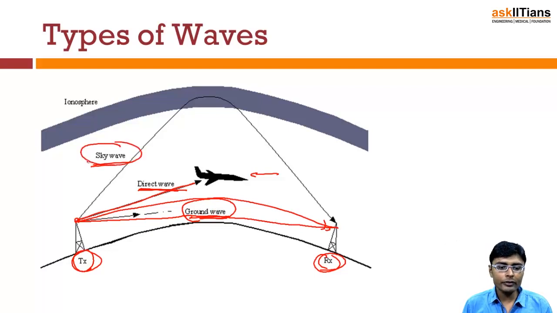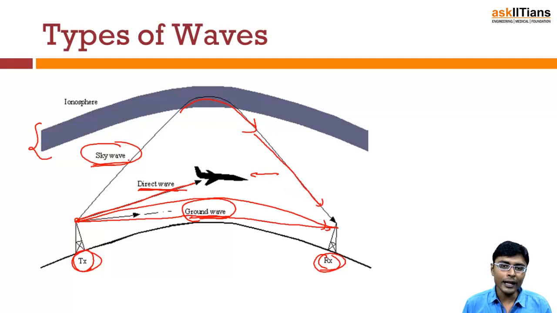Now in the case of sky wave, it does not go from the transmitter towards the receiver directly. First of all it goes into the sky, into the ionosphere region. From the ionosphere region it is refracted back towards the earth's surface, and then it goes towards the receiver.